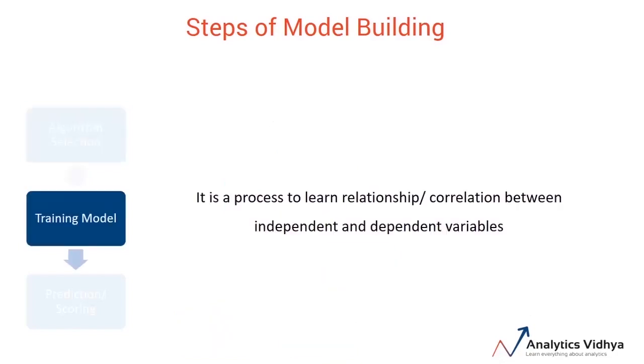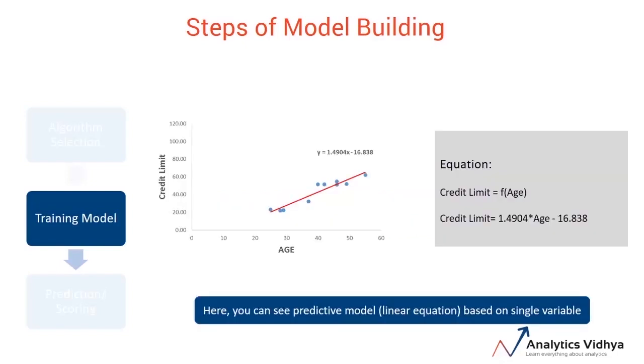Now once we have chosen the model, we move towards training the model, which is the process of learning the relationship between independent and dependent variables. Let's look at an example. Suppose the red line is the learned relationship between age and credit limit. The learned relationship is of the form y = 1.4904 * x - 16.838. Now here y is the credit limit and x is the age. So credit limit is dependent on age, or in other terms, credit limit is a function of age.